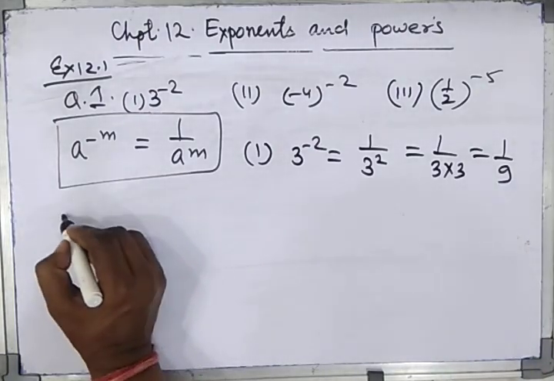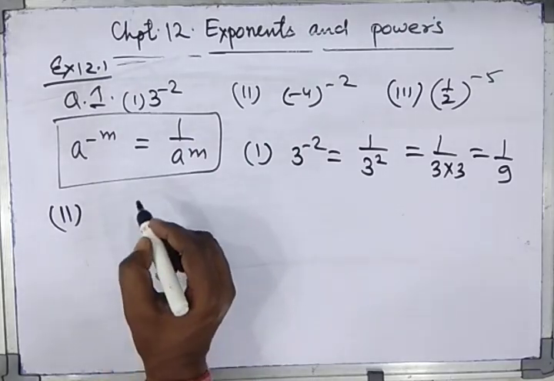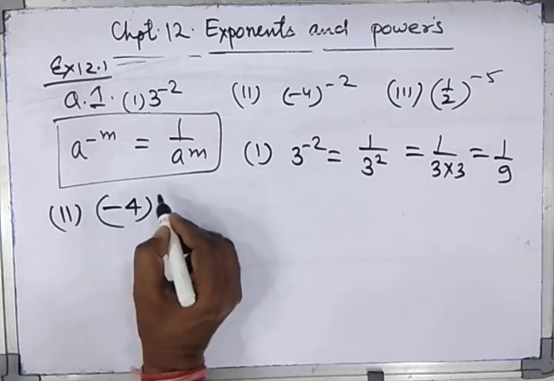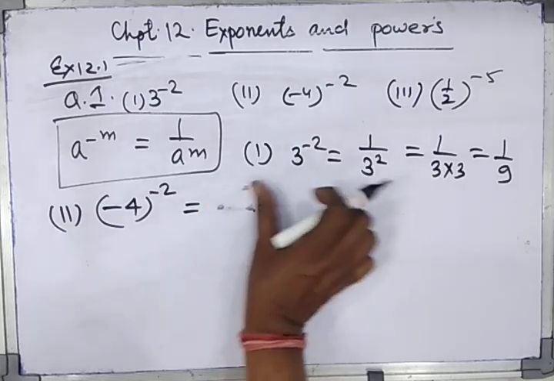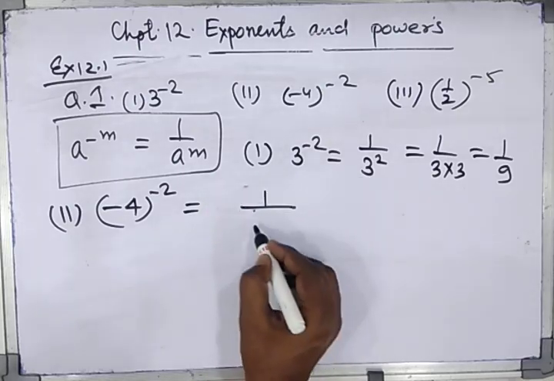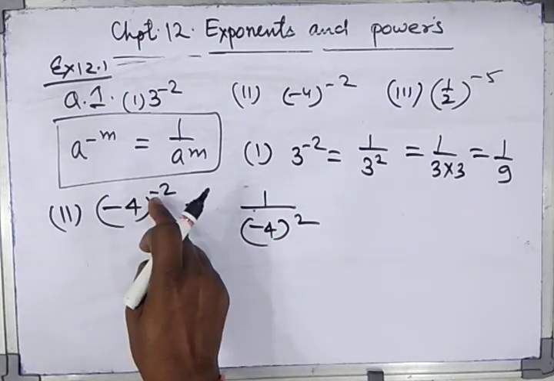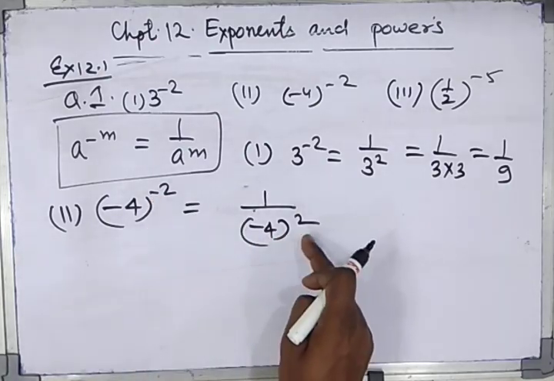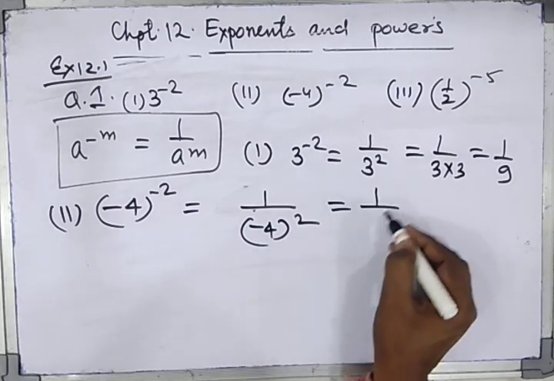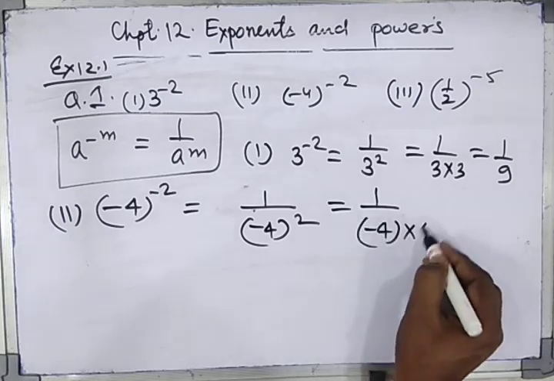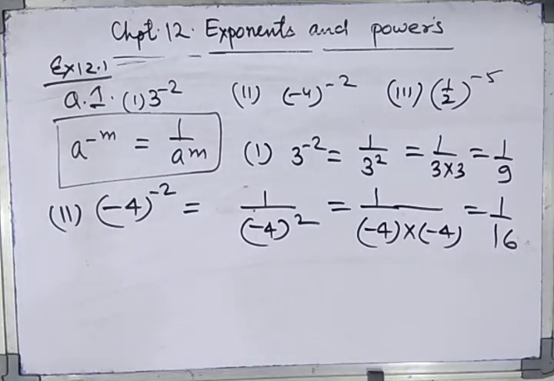Next one, student. Next one, minus 4 raised to minus 2 is equal to 1 by minus 4 raised to 2. Change the sign of the exponent; given negative, so on this side we will take positive. So this is equal to 1 by minus 4 into minus 4, is equal to 1 by 16.